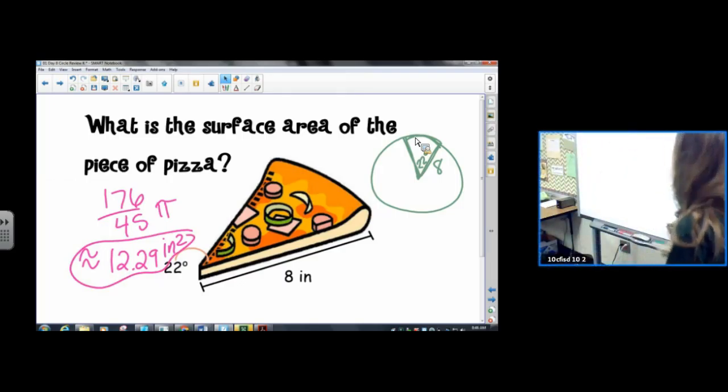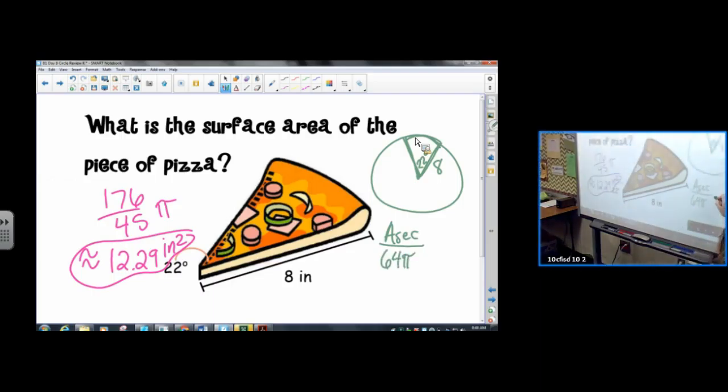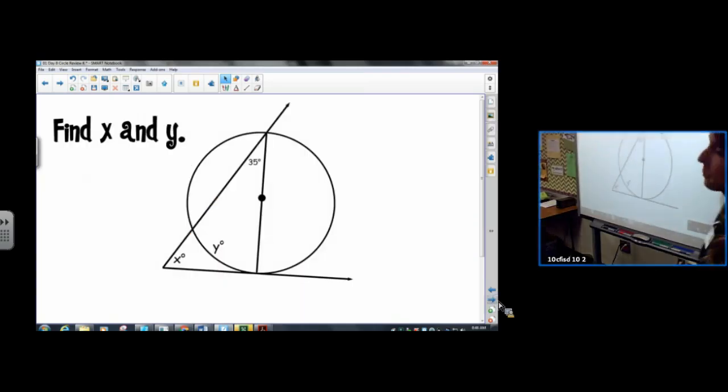Showing work on this, you would do a sector over area. The area of that circle is 64 pi equals m over 360, and you cross multiply. All right, let's try this one.